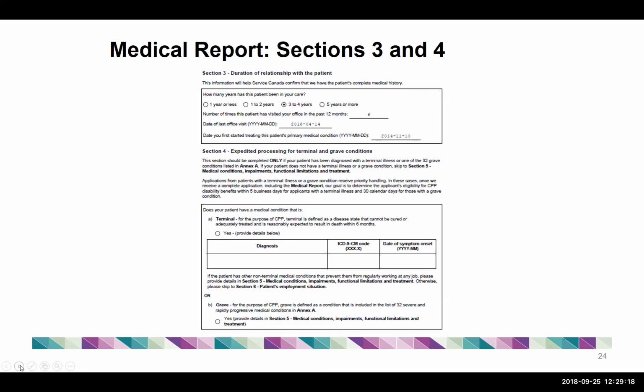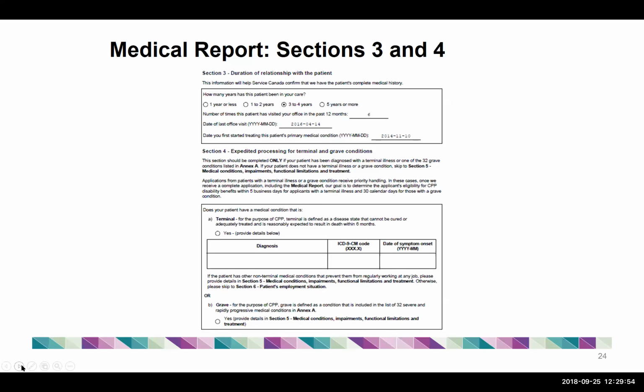So in section 3, we start out by just asking you some basic information about the duration of your relationship with the patient. So we basically just want to know how well you know this patient. We know that with doctor shortages and nurse practitioner shortages, some clients don't have a primary care provider, and they're going to outpatient clinics and seeing healthcare providers that they've never seen before. So that would be something that we would need to know in the assessment process. It also helps us to ensure that we have a complete medical history.